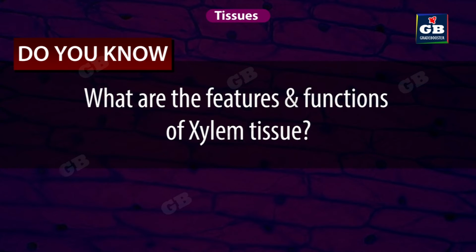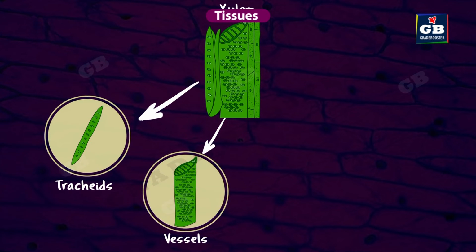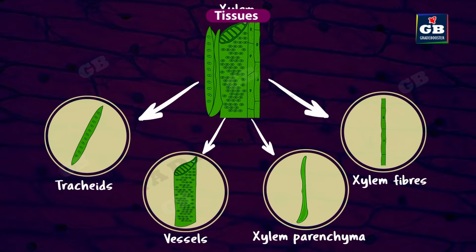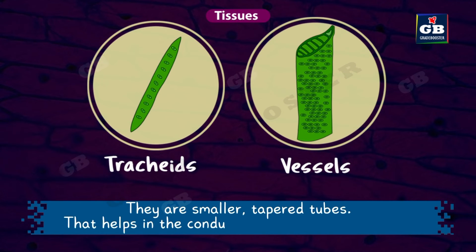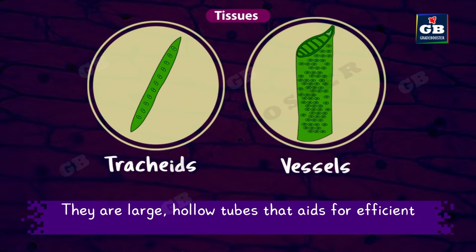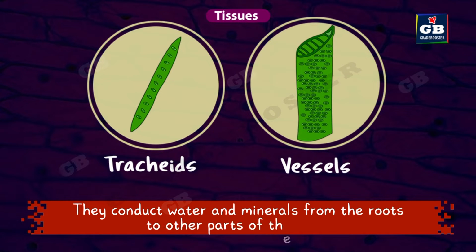What are the features and functions of xylem tissue? Xylem is composed of different types of cells like vessels, tracheids, fibers, and parenchyma cells. Tracheids. They are smaller tapered tubes. They help in the conduction of water and minerals. Vessels. They are large hollow tubes that aid efficient water transport. They conduct water and minerals from the roots to other parts of the plant.